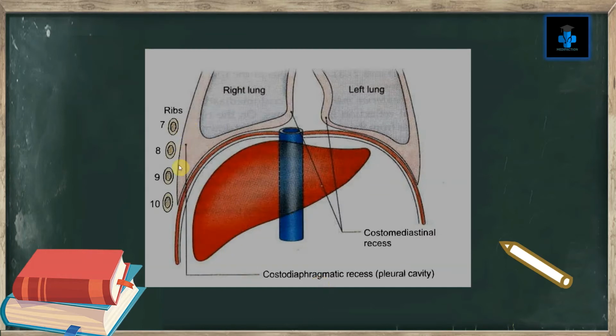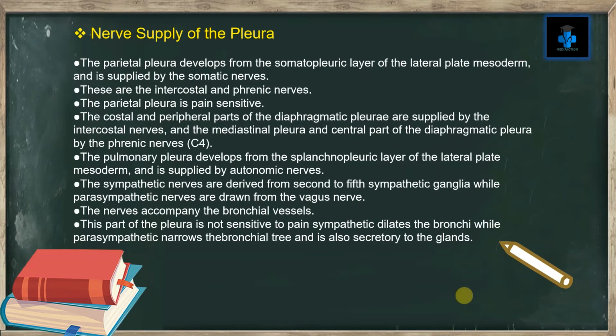So this right here, this space, is the costodiaphragmatic recess, otherwise pleural cavity. This small space which you can identify here is the costomediastinal recess. Now let's check the nerve supply of the pleura.